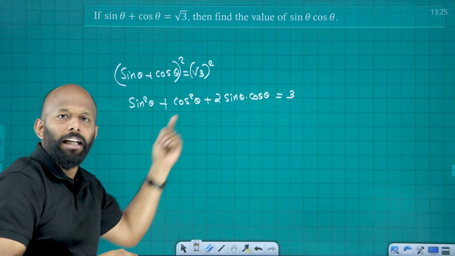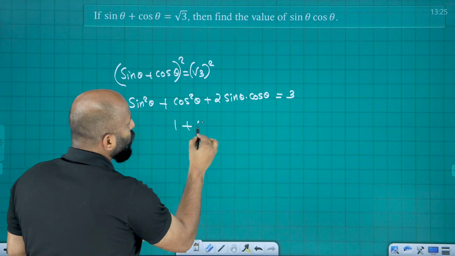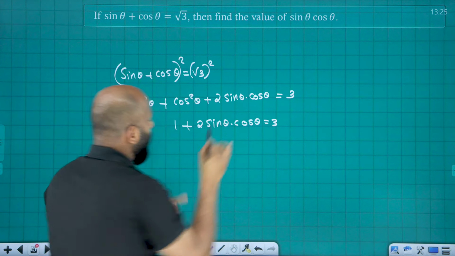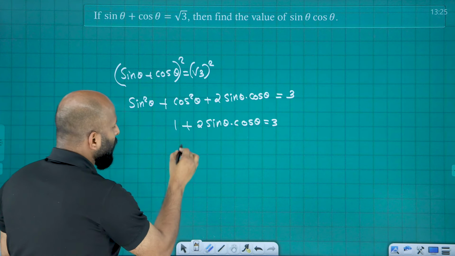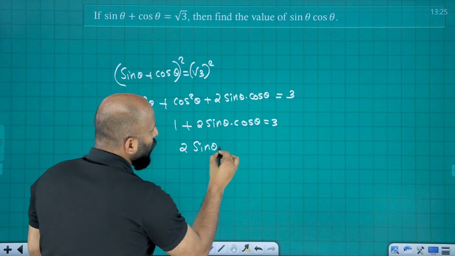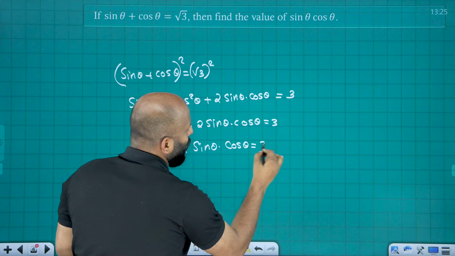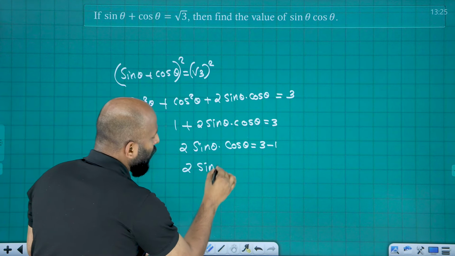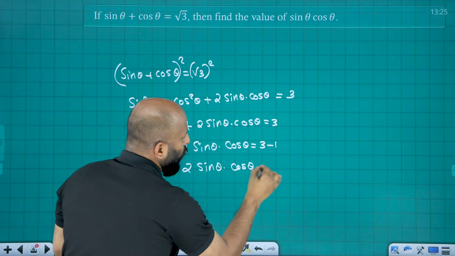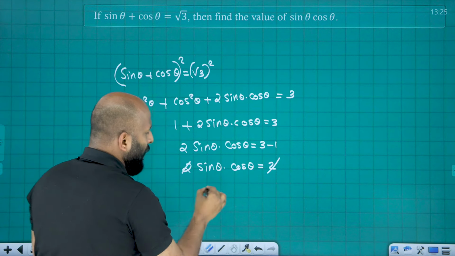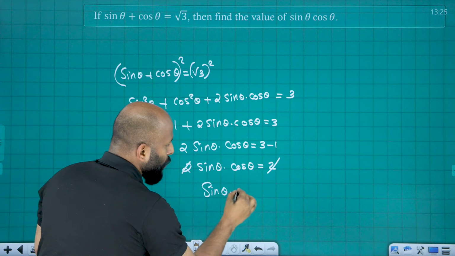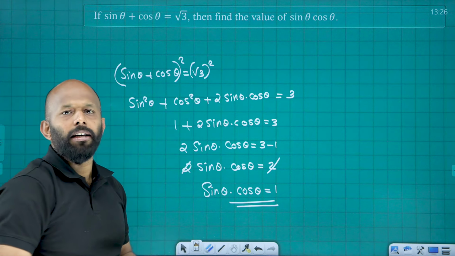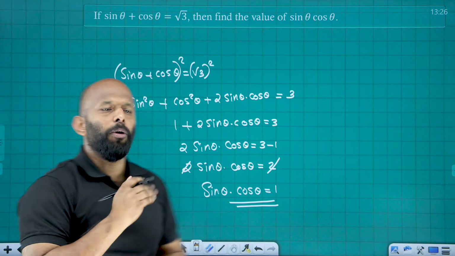Now what is sin square theta plus cos square theta? That is 1. So 1 plus 2 sin theta into cos theta is equal to 3. Now this 1 I can take to the right side. 2 sin theta into cos theta is equal to 3 minus 1. What is 3 minus 1? That is 2. 2 sin theta into cos theta is equal to 2. Now these two and these two get cancelled. Therefore sin theta into cos theta is equal to 1, which is the required answer. Hope all of you got this question. Now we can move to the next one.